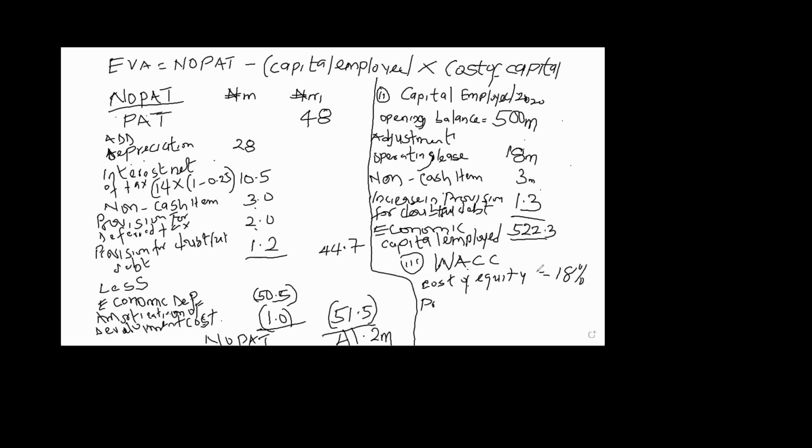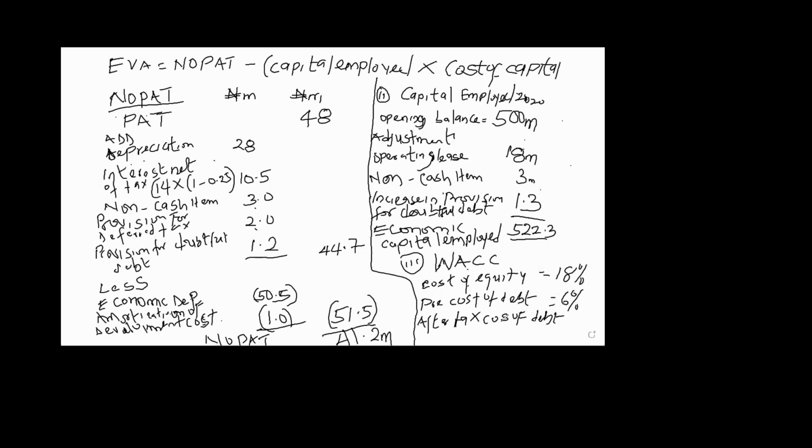The examiner says pre-tax cost of debt, 6%. Then you need to calculate the after-tax cost of debt. Is that clear, please? Look at after-tax cost of debt.